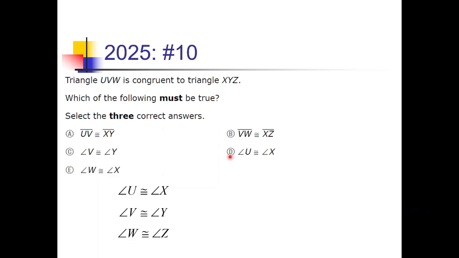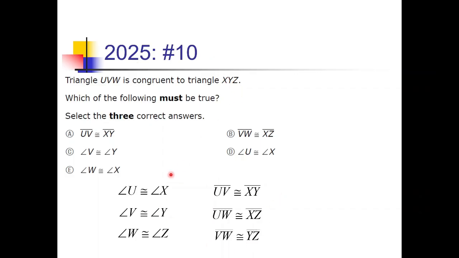Before we pick our answers, though, we're also going to talk about which sides must be congruent. Now, the segments that have to be congruent, it's the same idea. You have to write the letters in the same order. So, for example, segment UV and segment XY, those are congruent. Same thing with UW, the first and the third letter there, and XZ. And then finally, VW, the last two letters, and YZ.